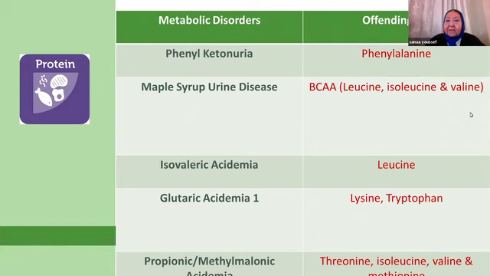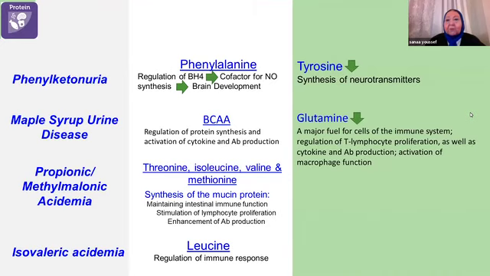The offending amino acid in phenylketonuria, as you all know, is phenylalanine, while in MSUD it is the branched chain amino acids, such as leucine, isoleucine, and valine. In isovaleric acidemia, it is again leucine. In glutaric acidemia, it is lysine and tryptophan. And in propionic and methylmalonic acidemia, it is threonine, isoleucine, valine, and methionine. We'll discuss very rapidly what happens to the immune system in the most common ones.